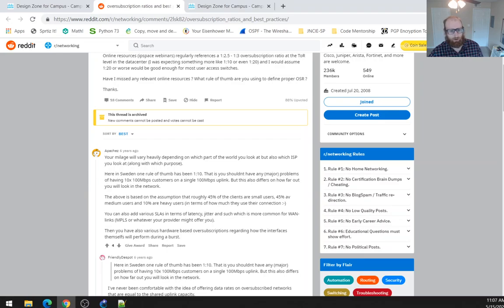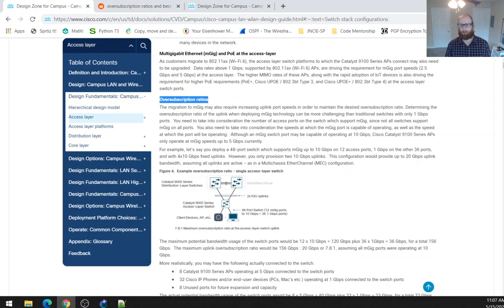So, the rule of thumb is 1 to 10. That is, you shouldn't have any major problems of having 10, 100 meg. Oh, yeah, you know what? They've got it flipped. Yeah, okay, they've got it flipped based on how it's in the design zone.